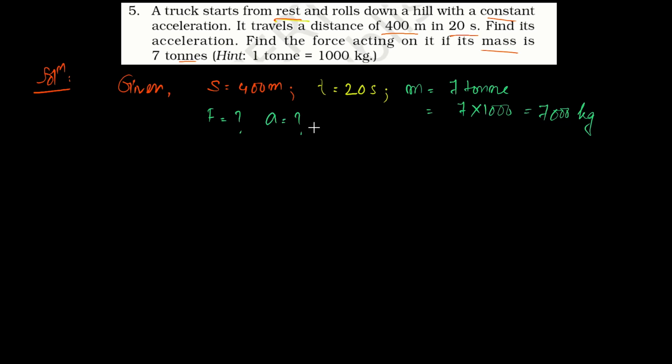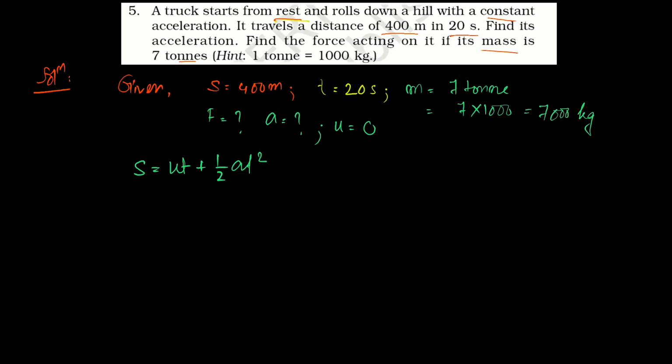Again, one piece of information is given: a truck starts from rest. That means u is equal to 0. To calculate the acceleration, we can use the second equation of motion. We got the three equations of motion in the lesson Motion, and we are going to use the second one, which says s equals ut plus half at square.